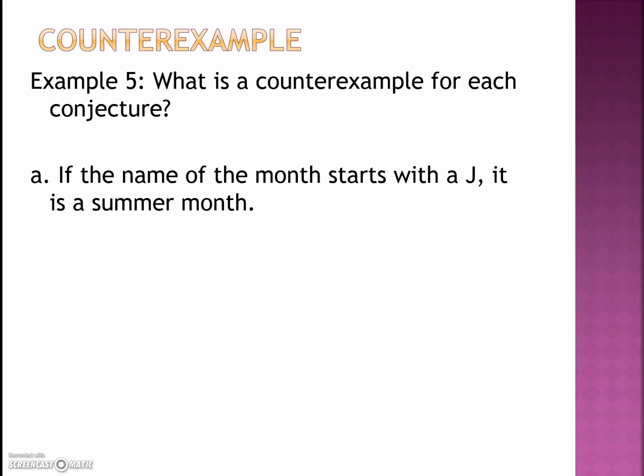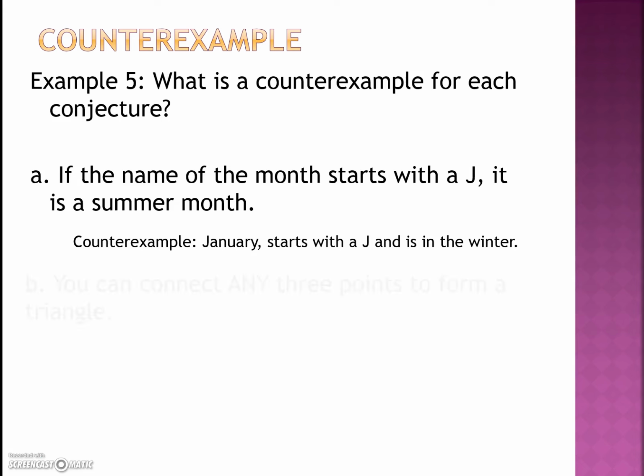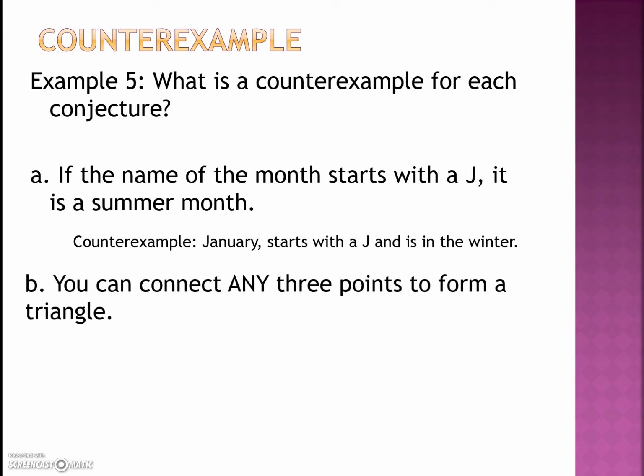Let's look at a couple of examples of what we would do for counterexamples. For the first one: if the name of the month starts with a J, it is a summer month. While that is true for June and July, those aren't the only months that start with a J. We also have January, which is all in the winter. Let's look now at something more mathy: you can connect any 3 points to form a triangle. Sure, we can create 3 non-collinear points and it would be a triangle, but as soon as we put those 3 points in a straight line, they're no longer forming a triangle, because now they're collinear.